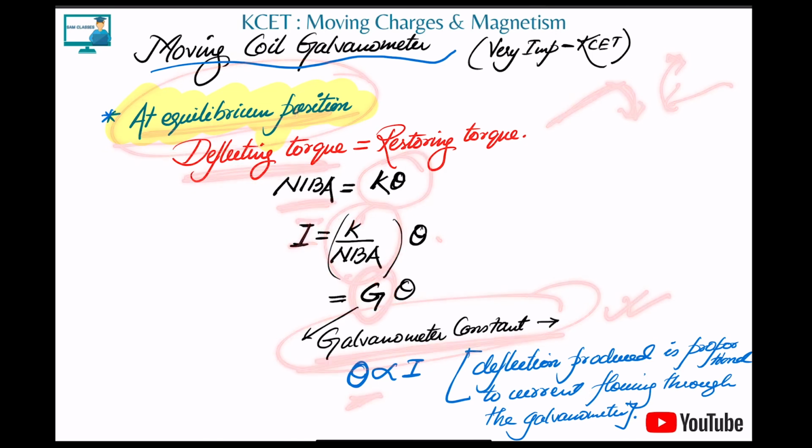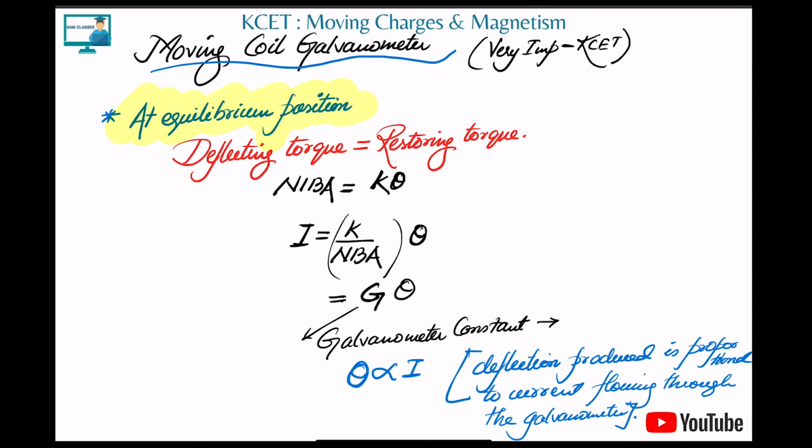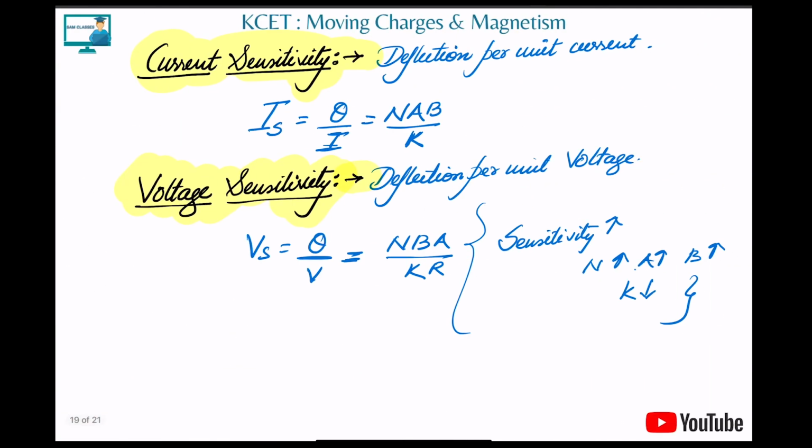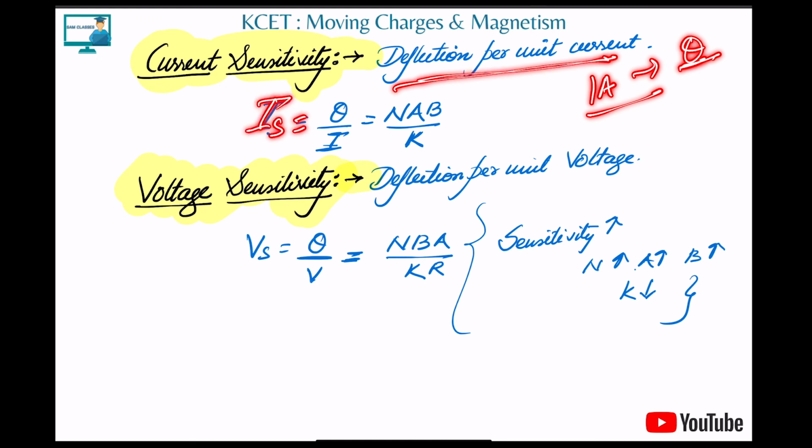And what you see is that θ is directly proportional to current. Theta, the deflection in the moving coil galvanometer, is directly proportional to the current flowing through the galvanometer. That's it. More current, more deflection; less current, less deflection. Now, what is current sensitivity? Deflection per unit current, meaning if I change the current by 1 ampere, how much is the change in theta? So current sensitivity is θ/I, which equals NAB/K.